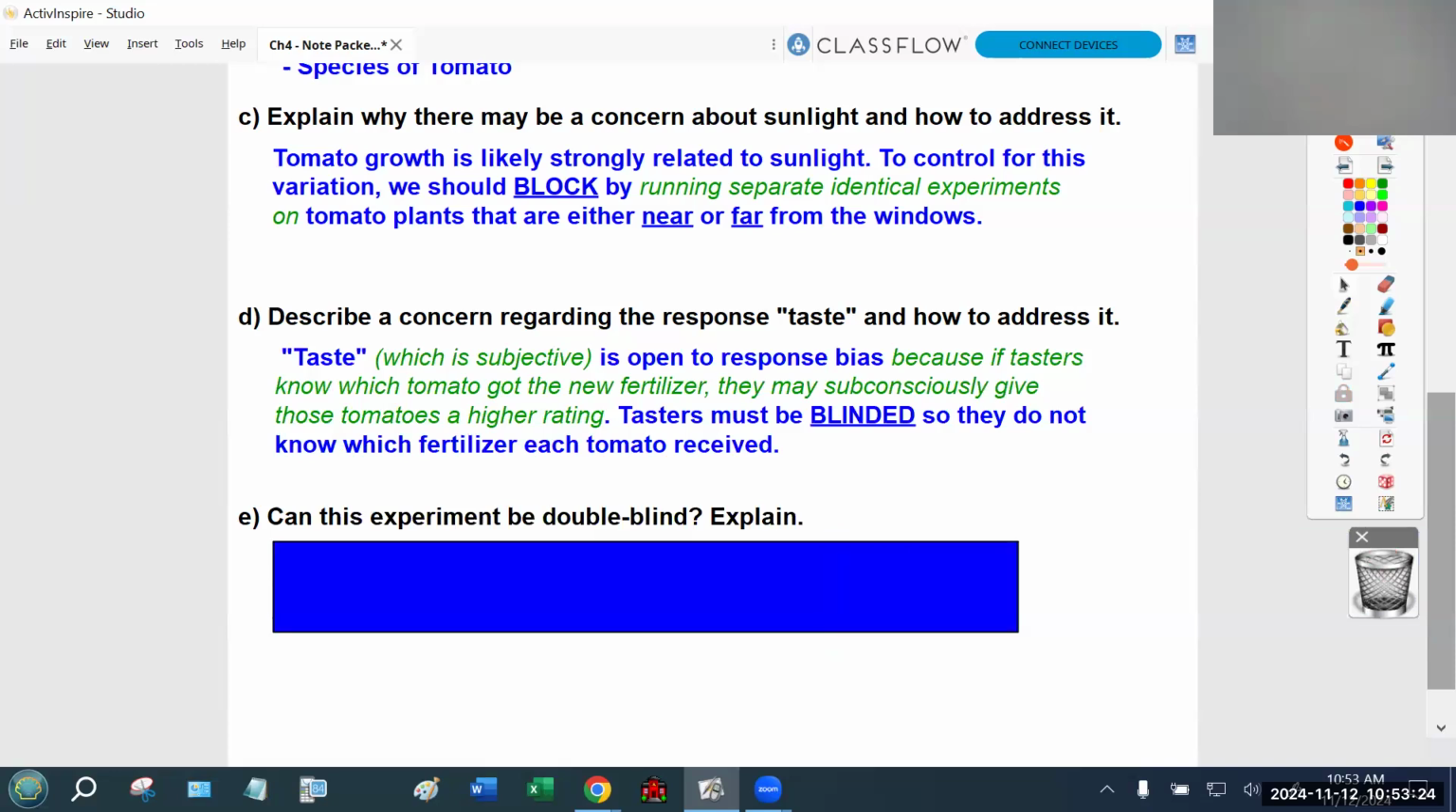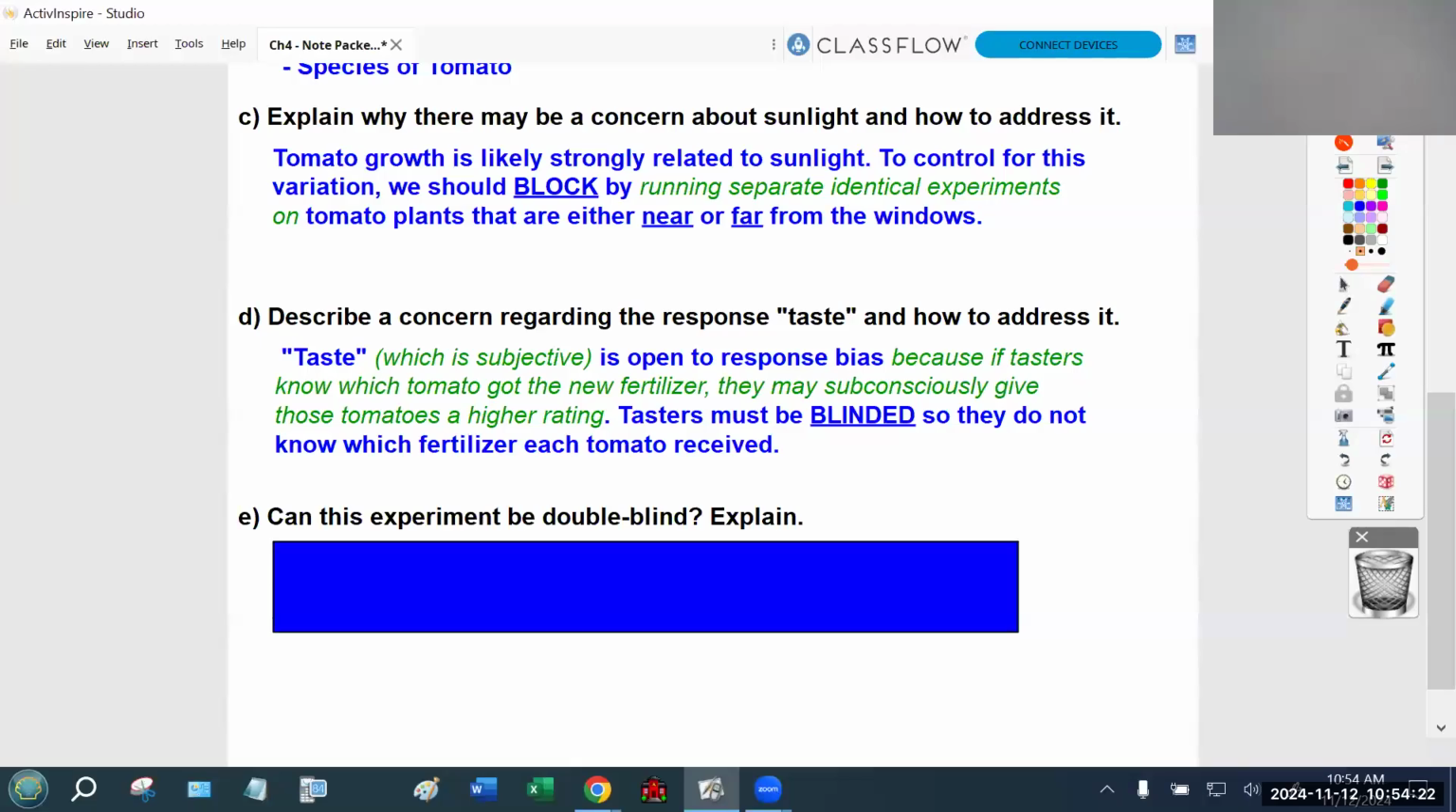Okay, so taste, which is subjective, is open to response bias, because if tasters know which tomato got the new fertilizer, they may subconsciously give these tomatoes a higher rating. So the way you address it is tasters must be blinded. And what that means in this context is that they would not know which fertilizer each tomato received.